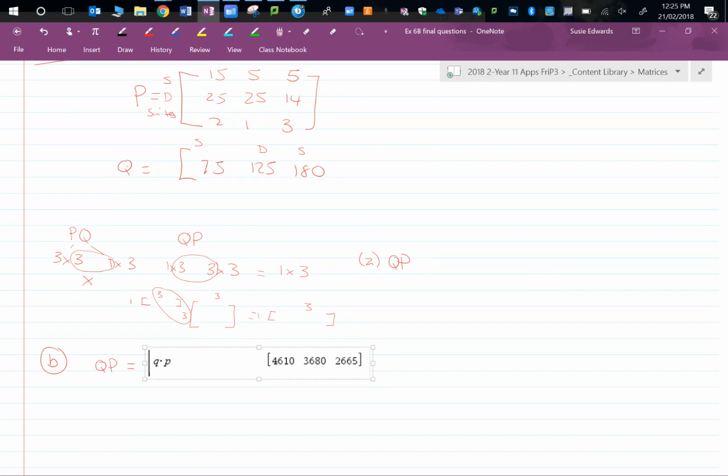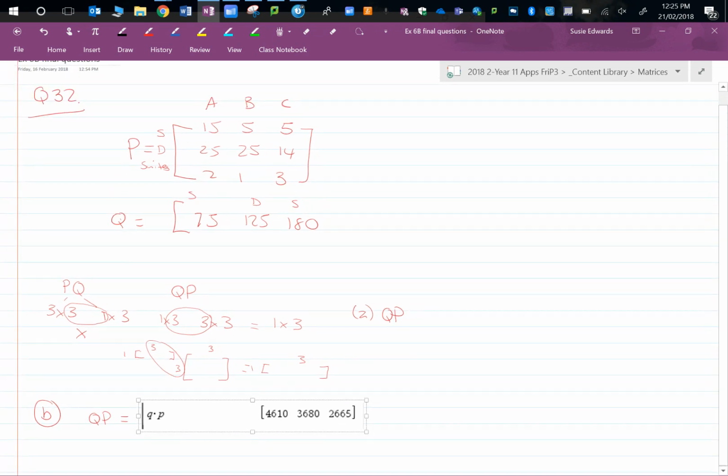All right, so we're saying 75, 125, and 180. We're saying that row times by that first row gives us the 4,610. So the 75, 120, 180 times by the 15, the 25, and the 2. What is that answer actually going to give us? Well, this is why we practice to actually make sense of it. So that's why I'm asking you a question which no one's answering, to actually try and think about it.